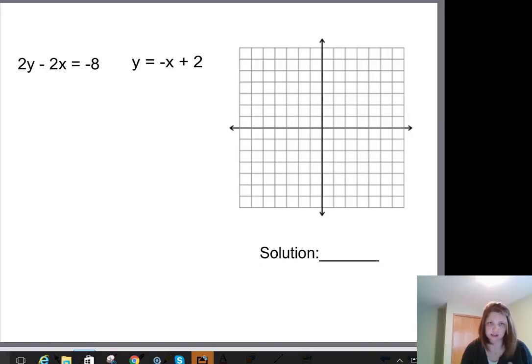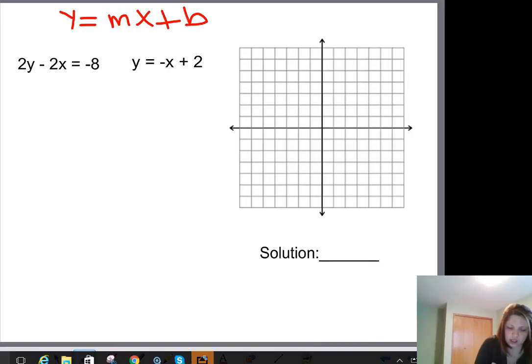Okay, so next example, we have 2y - 2x = -8, and y = -x + 2. And we will use the same method. Now, we're going to apply the graphing method, but look at both equations, and something's not completely right here. So we know that slope-intercept is y = mx + b. And if you look at the first equation, this is not in slope-intercept form, but this one is. This one is good. So from here, for the second equation, I can write that m is equal to -1/1.